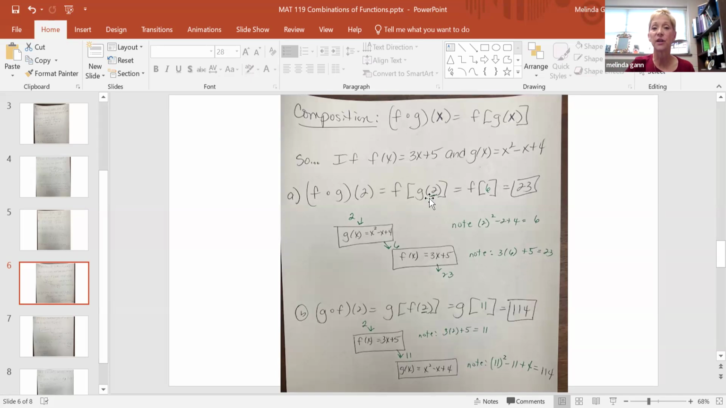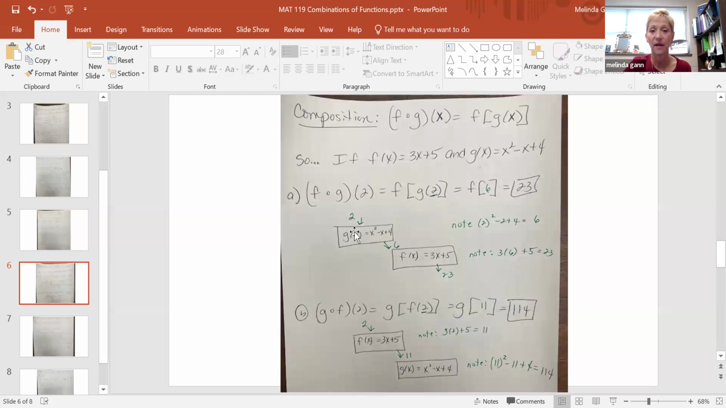I kind of do it pictorially. I'm going to show you how to do it with pictures and then how to do it without the pictures. And you can do it either way you want to, whatever makes more sense to you. Pictures usually help people to start with. So I go from inside out. So this says to put the 2 in G first. So I took my 2 and I put it in my G. See, it's going into the G function.